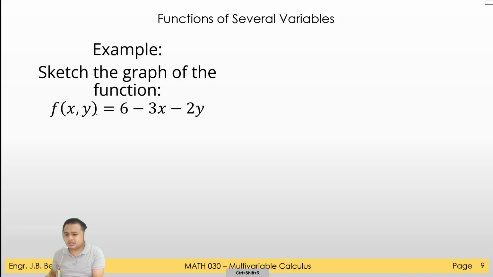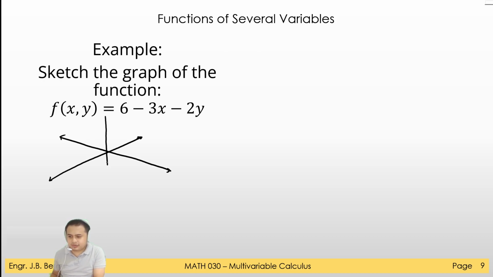Now for this one, I hope this looks familiar. This is just a plane, no? And we know how to visualize a plane. But how do we do this in a much simpler way? There are different ways, and the easiest one is to find their intercepts. So as you can see here, we have three axes.